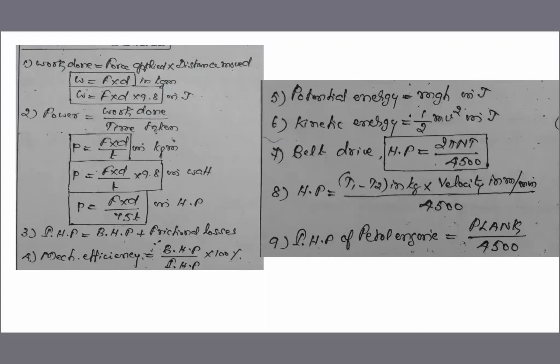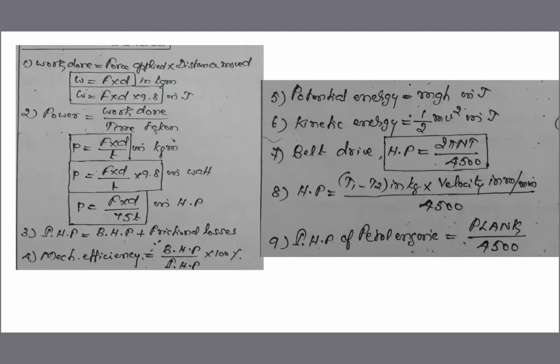Going through the problems one by one. Problem number 1, work done. 5 problems we solved. Power, we applied all the formulas. What's the HP calculated? The third formula we applied, IHP we have calculated. Mechanical efficiency we have calculated. Then the fifth one, potential energy we calculated. Kinetic energy problem we solved. 7th one, belt drive. 2 pi ND by 4500 is a similar problem.